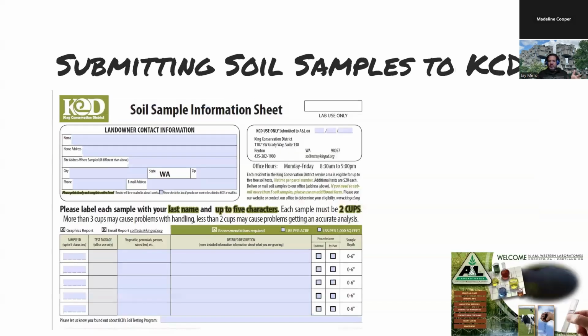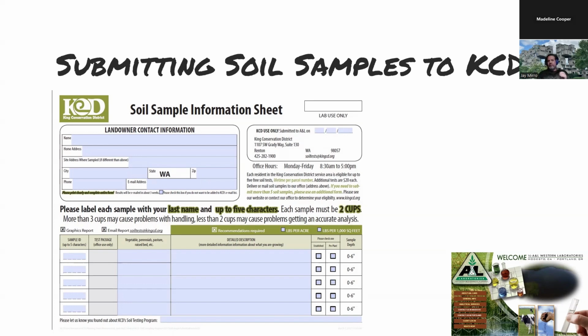Once you've collected your soil sample, you would go to our website, get this form. This is our soil information sheet. And basically it has a place for you to put your name, your phone number, address, email, and then the sample information. That small name, backyard 1, front lawn 2, raised beds, ornamental garden. And then put your crop.